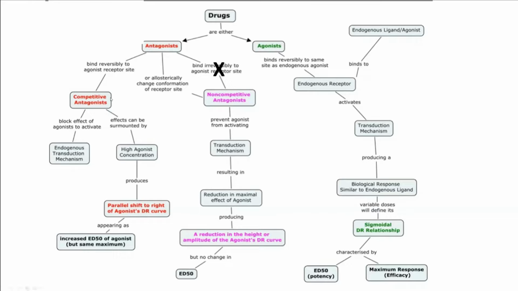So it says competitive antagonists block the effect of the agonist to activate the endogenous transduction mechanism. And then it says here, effects can be surmounted by high agonist concentration. So if you have a competitive antagonist and you keep taking that illegal opiate, there will be a concentration point where the drug will overtake and recompete and bind back to the opioid receptor, even if you take Narcan for an opioid.